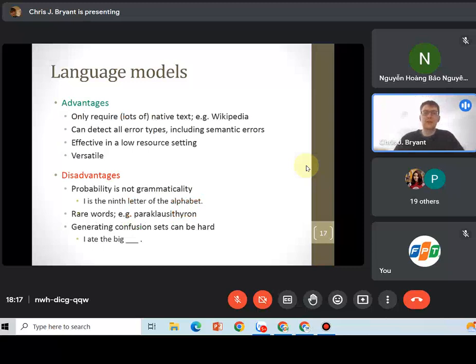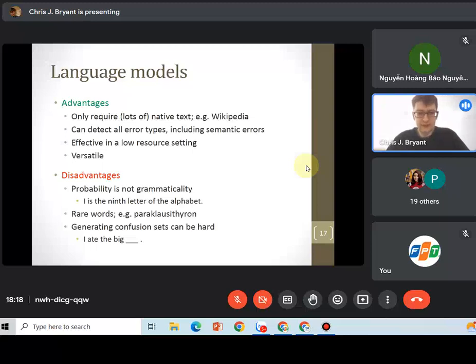So, pros and cons of language models. The main pro is that it only requires native text, albeit lots of native text. The later methods require parallel text that's been annotated by humans, and that's much harder to come by. So this really is a good strength. Unlike rules, they can also correct all error types, including semantic errors. If you notice that the adjective strong in front of computer is pretty low probability, but powerful is much, much more probable, then you might want to make a change.